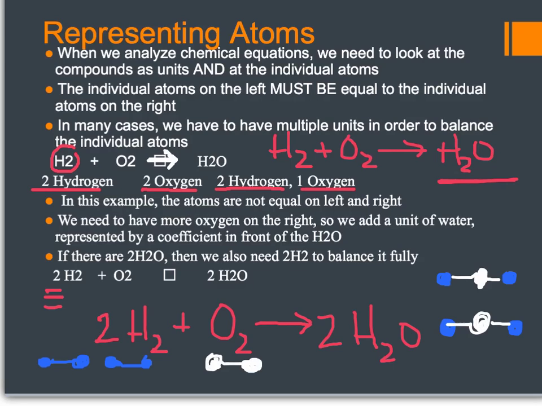And so we can check. We have 4 hydrogens here? Yes. And we have 4 hydrogens here. We have 2 oxygens here, and then 2 oxygens there. So all of the atoms that we began the day with, we have finished the day with, and the compounds are exactly the same as our original formula. We still have hydrogen gas and oxygen gas making water. We're just showing what the ratios would have to be in order for this reaction to take place.